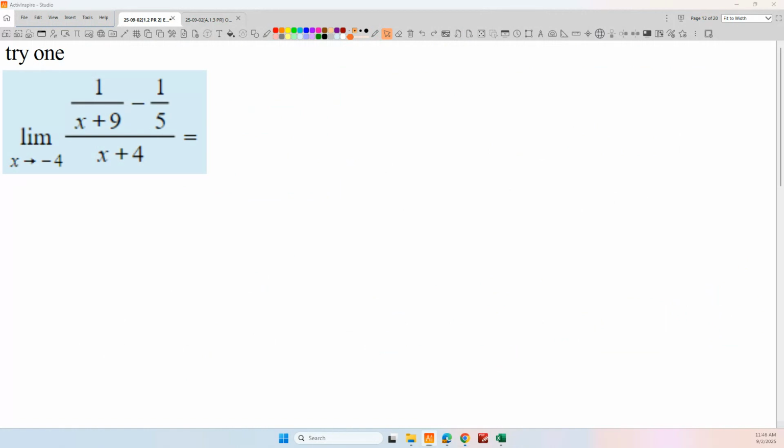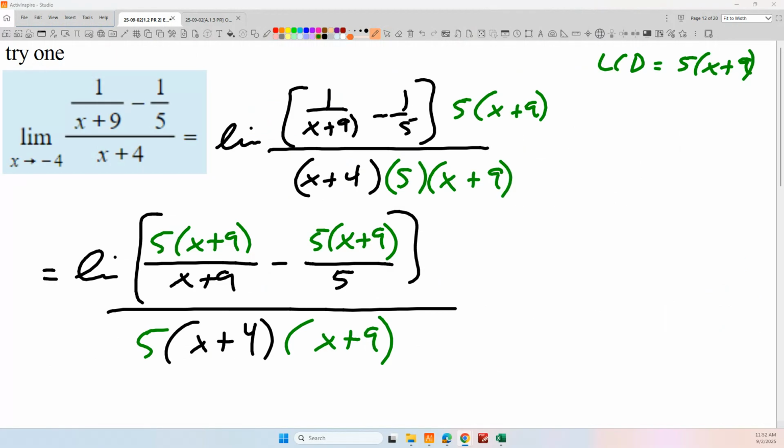Sorry, I can't see them. So, cancels out. Right? Everything looked great. You guys all figured out the LCD, and you're going to distribute that to the top and the bottom, right? So when we distribute to the top, we just get that big fraction. I get 5 times the quantity x plus 9 over x plus 9. So look what happens. The x plus 9's cancel. When I distribute to the other fraction, I get 5 times the quantity x plus 9 over 5. So good. We cleared the fractions.